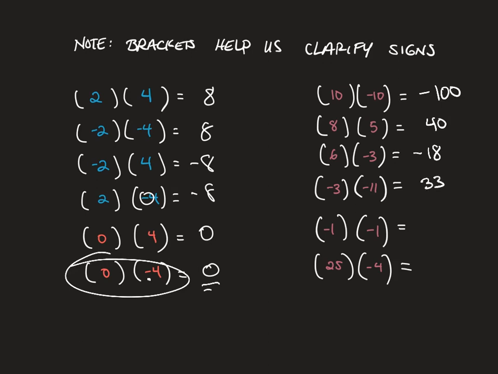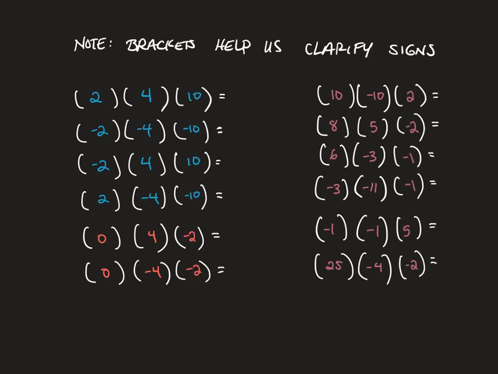I've got negative 1 times negative 1. Those negatives are going to cancel out. I get 1 times 1, which equals just 1. My last one here, I have a positive times a negative, so I know my result is going to be negative. I've got 25 times negative 4, so it's going to be a negative 100. Pause and take a look at the pattern of results here to help you clarify the rule.